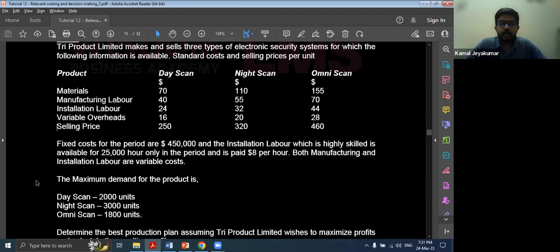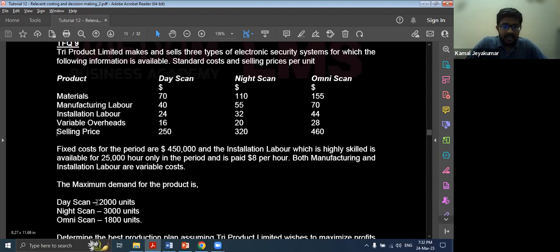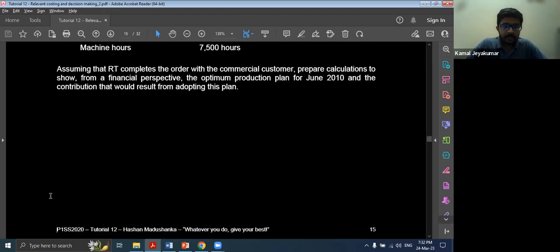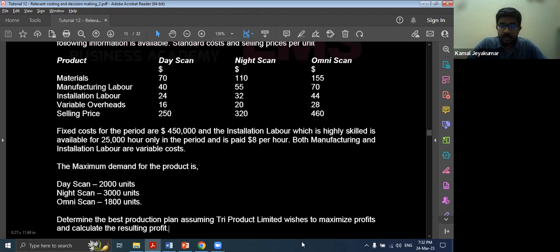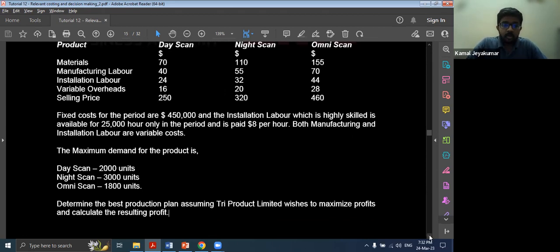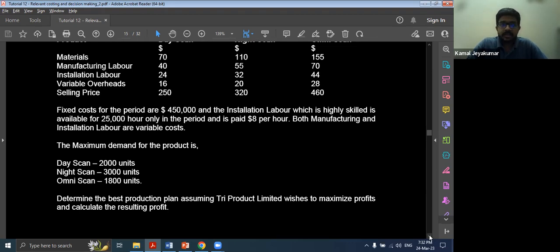So usually when companies produce things, the usual limiting factor is demand. So let's say, for example, for day scan, the maximum demand is 2000 units. You can't produce more than 2000 units, there's no point. So companies will make a maximum of 2000 units of day scan because that's the maximum demand. So that's a clear limiting factor. But sometimes you may have some other resources like materials or labor that will act as a limiting factor.